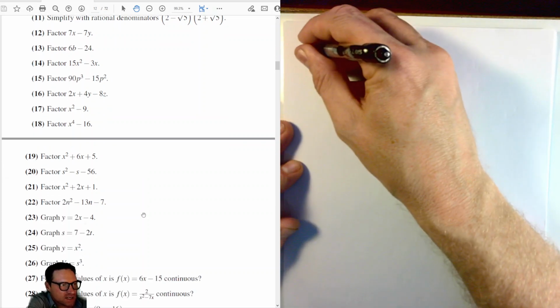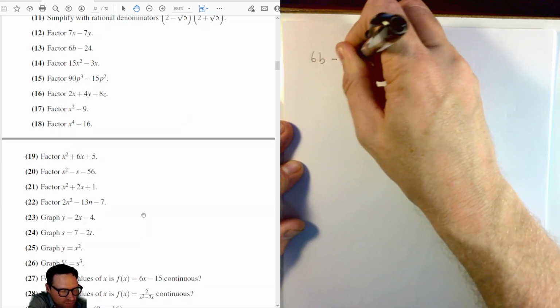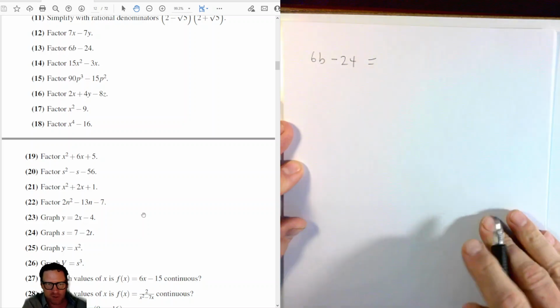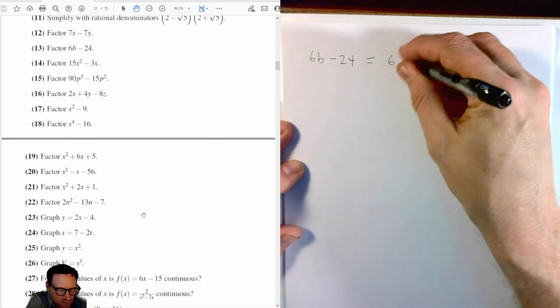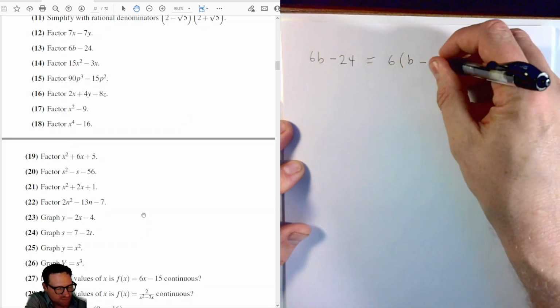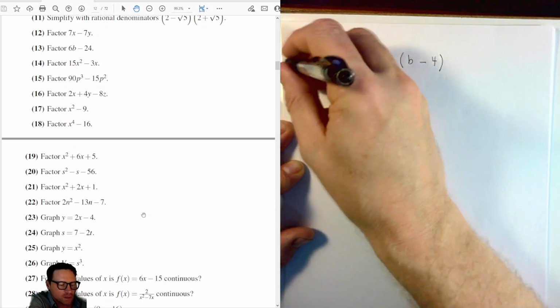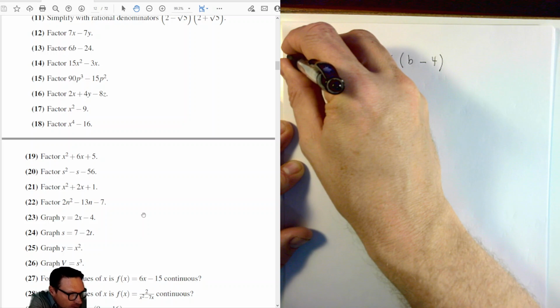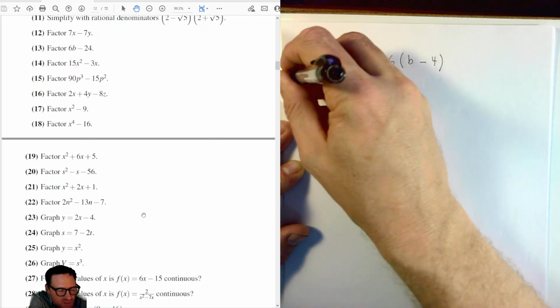In question 13, it says factor 6b minus 24. Well, what's common in both of these terms is 6, because 6 divides 24. What remains is b minus 4, because 24 divided by 6 is 4. Okay, and that was number 13, so we're up to 14.